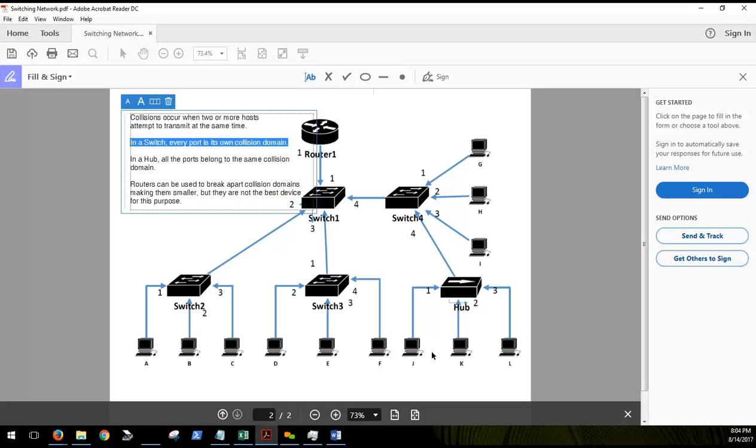Now, let me ask a question. Let's say that I increase the number of PCs that are connected directly to this switch. Are we going to have any problem with collisions? No. Because it has its own collision domain. Correct. Very good. It's only when we're using hubs that we run into this problem of a collision domain. Okay, very good.